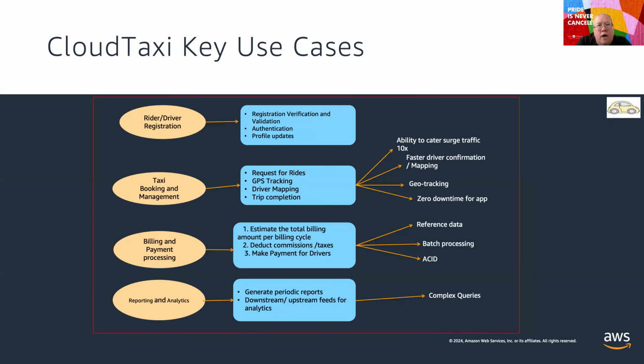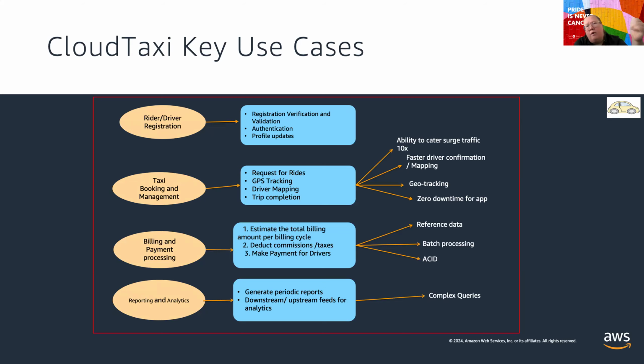So we have the rider driver registration. So you have verification and validation. So who is a driver? Are they a validated driver? Are they a validated user? Authentication use cases. Or let's say that the customer wants to change their profile settings by using different car types, etc. Then you have the taxi booking and management.